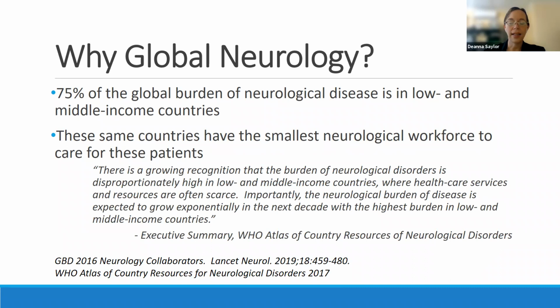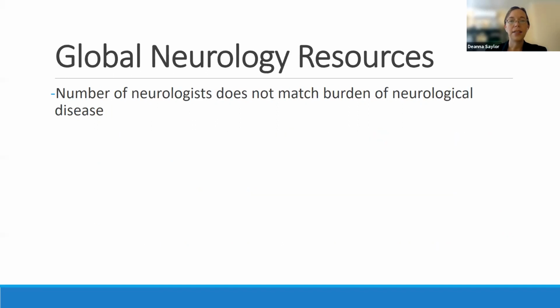And I particularly like this quote from the executive summary of the World Health Organization's Atlas of Country Resources of Neurological Disorders, where they say there's a growing recognition that the burden of neurological disorders is disproportionately high in low and middle income countries, where healthcare services and resources are often scarce. Importantly, the neurological burden of disease is expected to grow exponentially in the next decade, with the highest growth in this burden in low and middle income countries. And so we know that the number of neurologists does not match the burden of neurological disease.